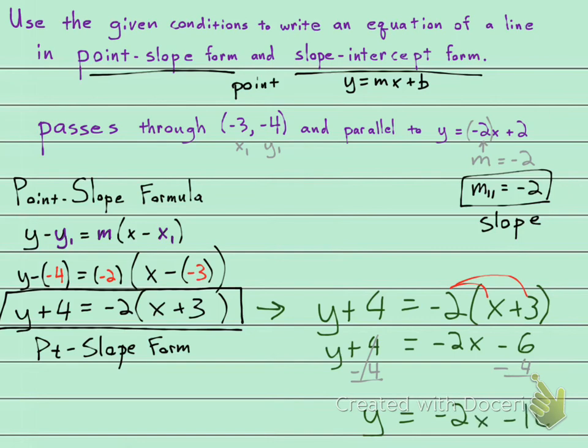Okay, and this is in slope-intercept form. Okay, y equals mx plus b. All right, I'll write it up here: slope-intercept. And that's what they want.